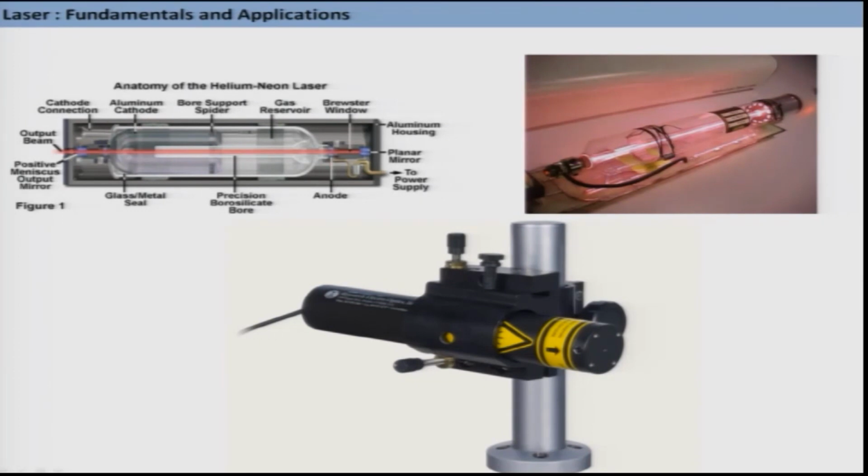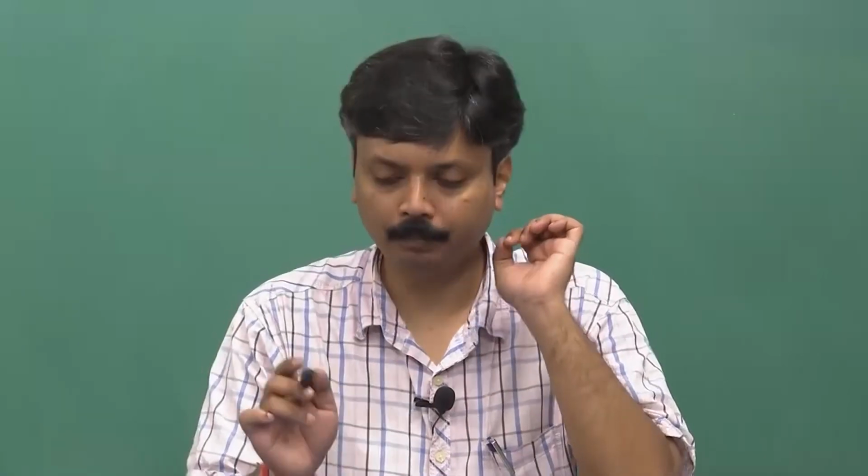So due to this discharge you get laser emission, which is shown by this red line, and you have a plane mirror here and an output beam here. So you get an output through this one. This is the overall geometry, and this whole tube which contains the gas must be sealed well, otherwise your laser properties will degrade in no time.